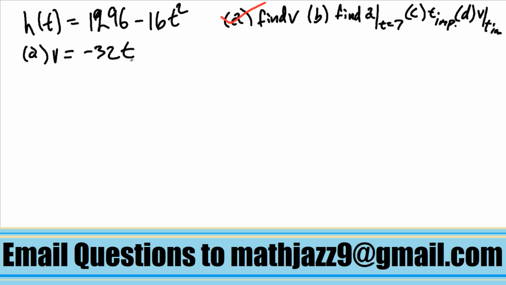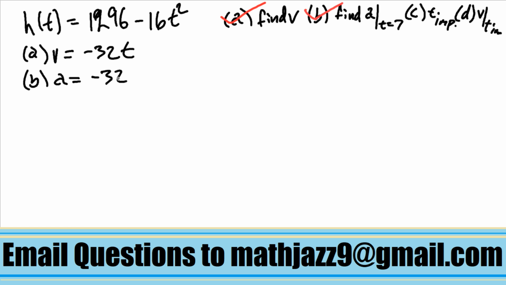Okay. The next part, part B, that's usually the part after part A. This one says find the acceleration at time t equals 7. So the acceleration is the derivative of the velocity, which is negative 32. We plug in 7 for t. Hey, look, 32 is a constant. Doesn't change. The acceleration at time 7 is equal to the acceleration everywhere. We're done with that one now. Check that one off.